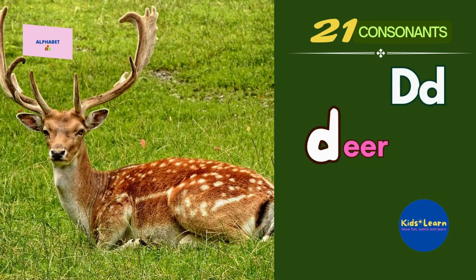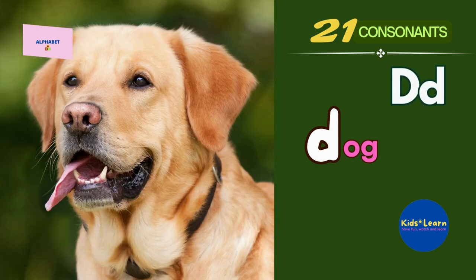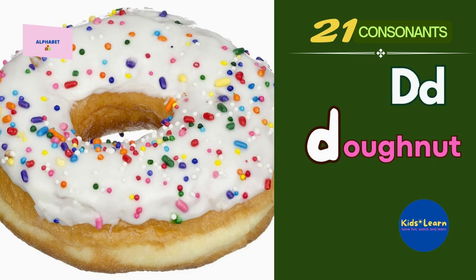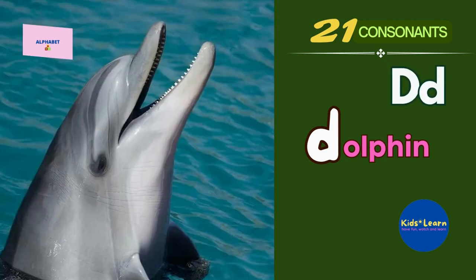D is for deer. D is for dog. D is for doll. D is for donut. D is for dolphin.